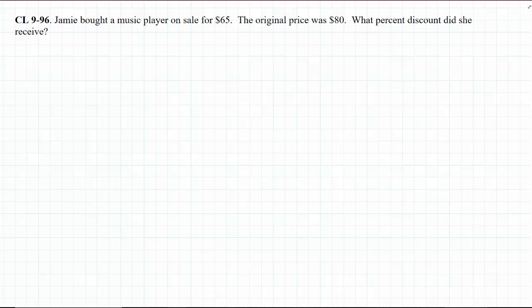Okay, 9-96. Jamie bought a music player on sale for $65. The original price was $80. What percent discount did she receive? To do this, I'm going to go ahead and start with a pen. Let me use a thick one.